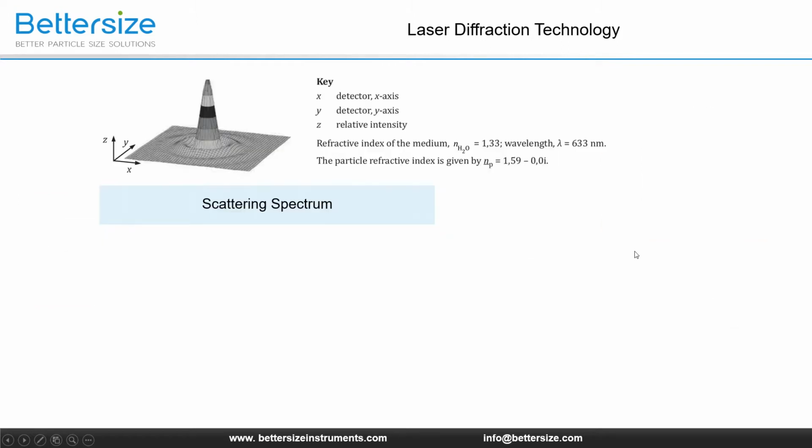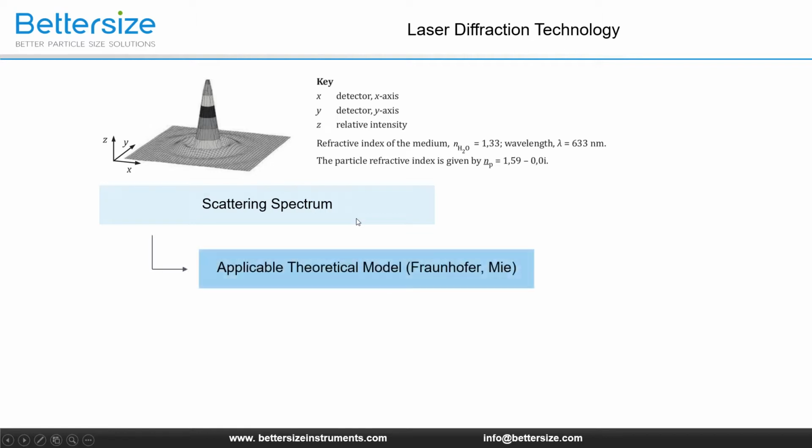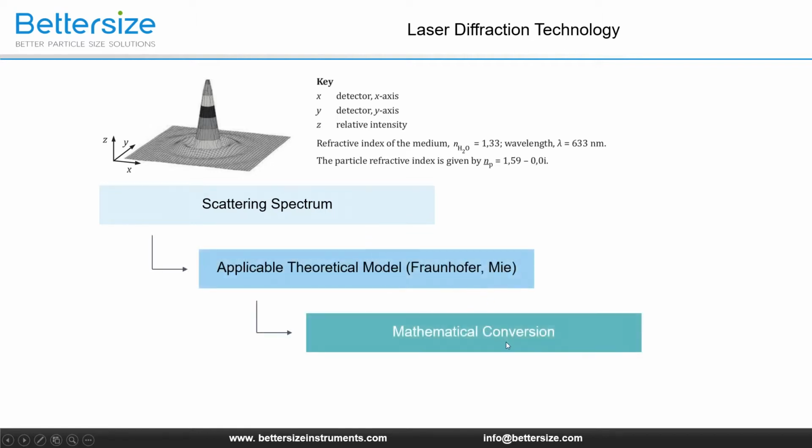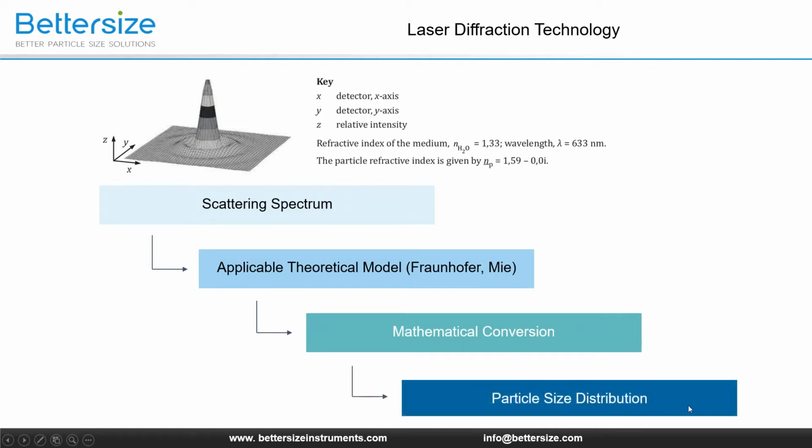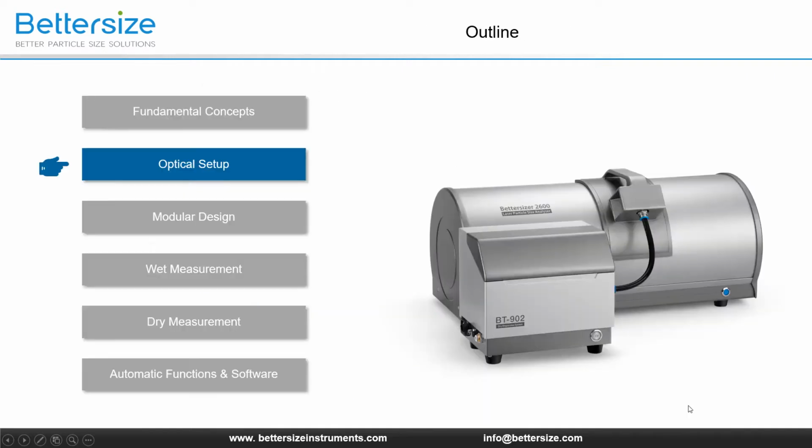How do we record scattering diagram? With the help of photoelectrical detectors installed at the focal plane, light signals can be recorded and translated to electric signal. Then, by applying the rigorous Mie scattering theory to the data and mathematical conversion by a specialized software, the particle size distribution of a sample can be provided.